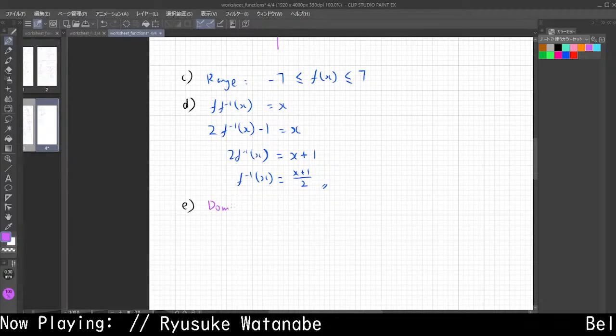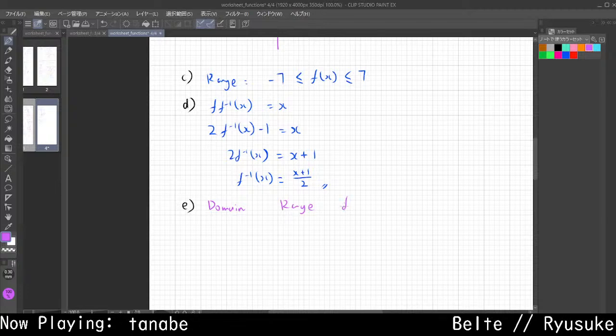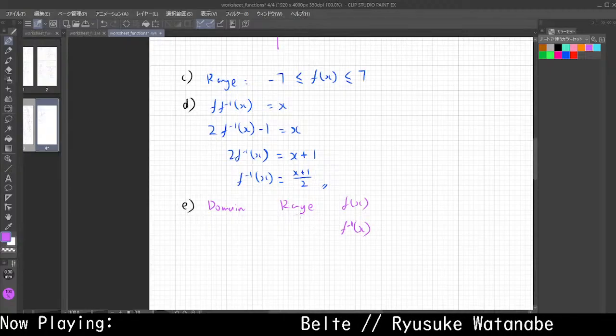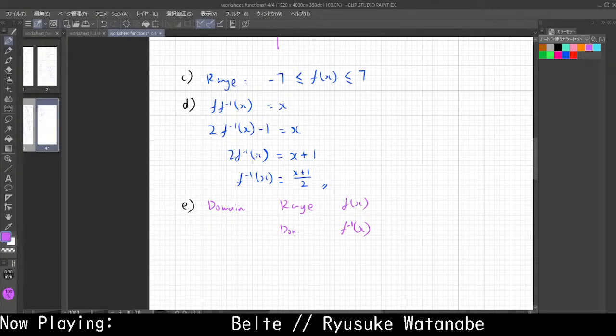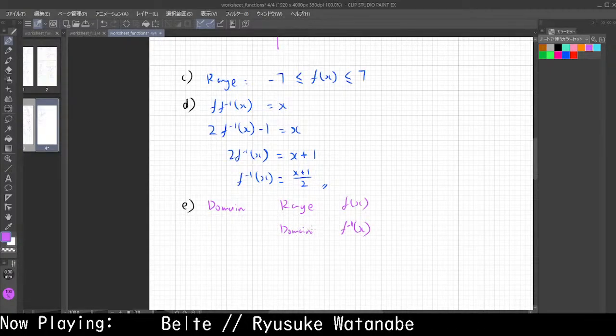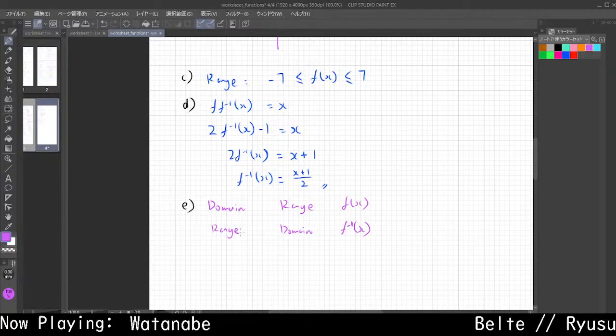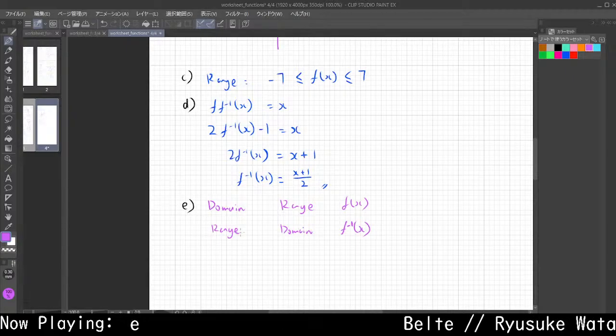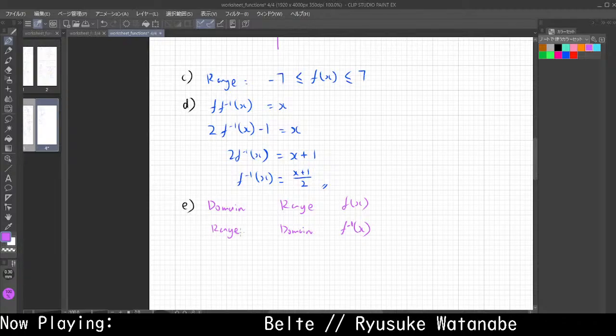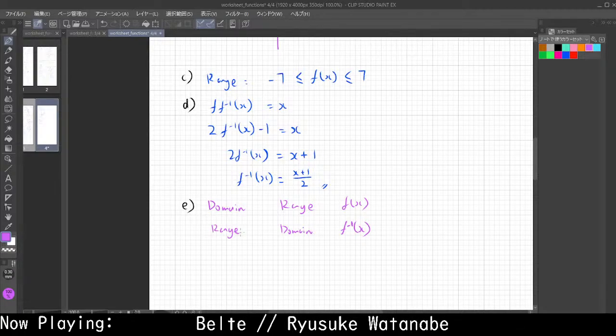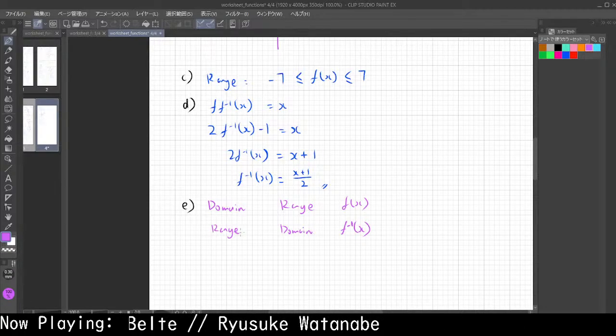The domain and range for your f(x) is reversed for your f inverse. So for f inverse, your range should become your domain because we are going from your f(x) back to your x. Okay, that's why it's called f inverse. And your domain for f(x) will become the range of your f inverse because f(x) is x to the result. F inverse is from the result back to x, back to your starting point. That's why the domain and range are basically reversed.